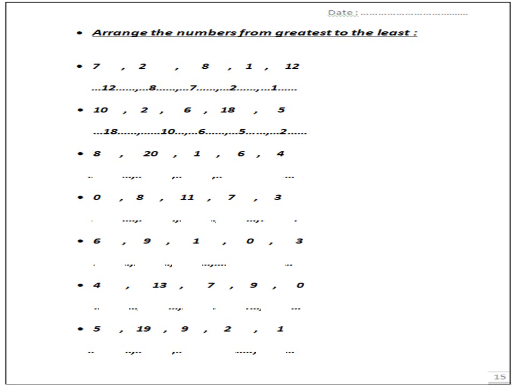8, 21, 6 and 4. So the biggest number here will be 20, after 20 8, and after 8 6, and after 6 4, and the last number here will be 1.